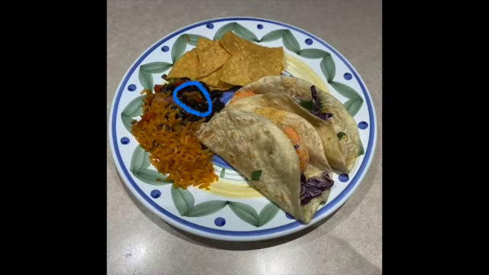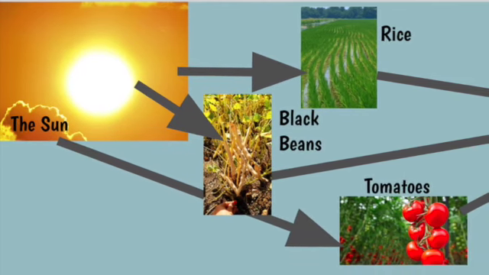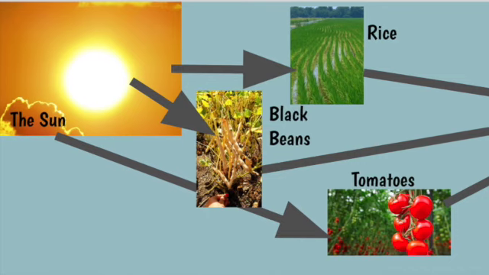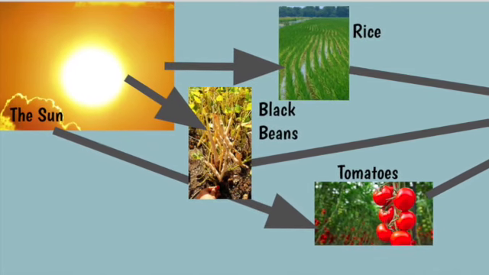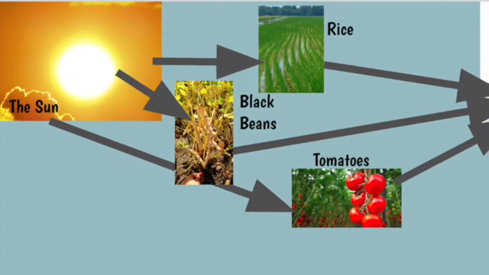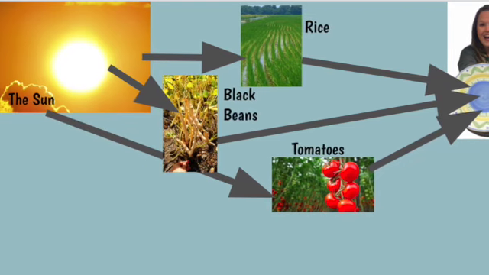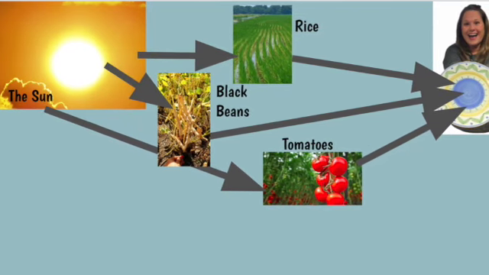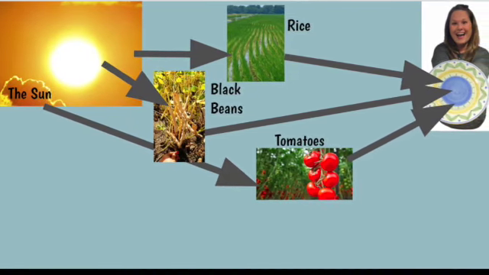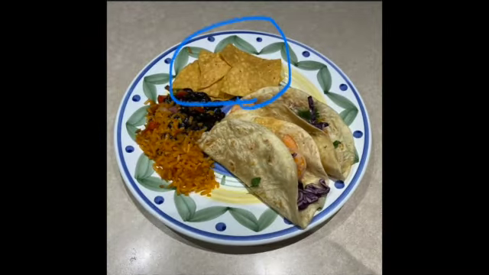It's tomato time! Tomatoes are producers, so they get their energy from the sun, and then that energy transfers to me when I eat those tomatoes. I'm starting to see a pattern here. It looks like we're adding a food chain every time we add a food item. That energy is going from the sun to my 3 producers, and then those producers' energy is going to me when I eat them. We are going to add another food chain for our corn chips.